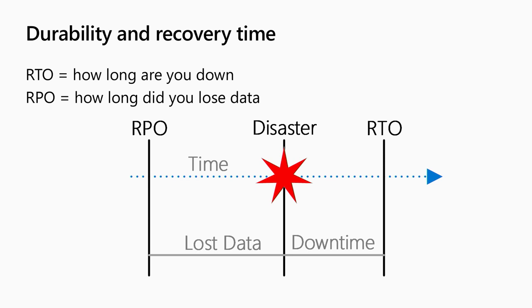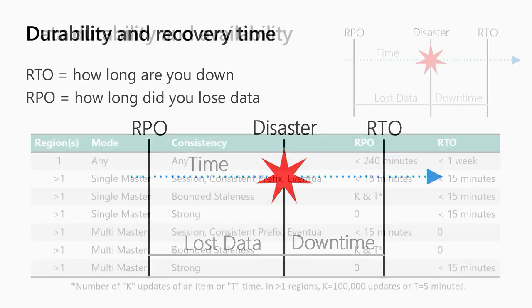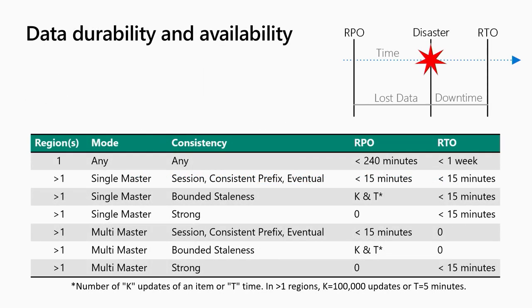So your tolerance for RTO is really 0 versus RPO. So how much data can I tolerate losing? These are critical to understand when you're designing a distributed system. So this is a table we published that's out in our docs that describes the RPO and RTO for Cosmos DB using various modes, single or multi-master, across various consistency levels, and whether you're deployed into a single region or multiple regions.